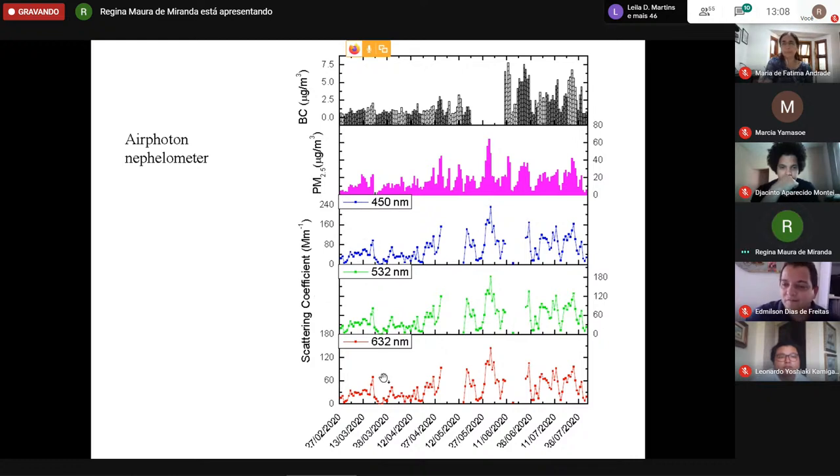A drop again. We can see the pandemic effects here, a drop at the end of March, as in the last picture for black carbon. So the idea is to relate all this data, the surface data, PM2.5, black carbon, scattering coefficients, and others that I will show now. But some analyses are still missing.